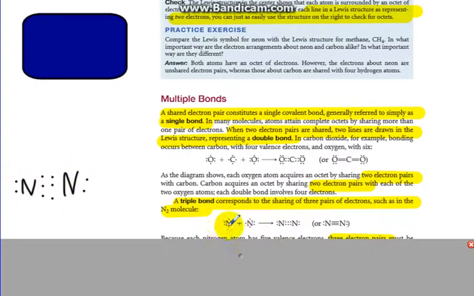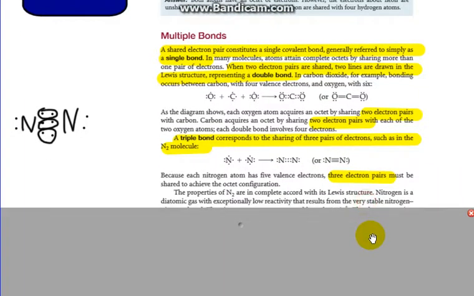So nitrogen's a group 5, 6, 7, 8. It needs 3 more electrons, so it shares 3 to get 3. So each shared pair here, shared pair, shared pair, shared pair, can be represented as a line, so we can see we have a triple bond there between the nitrogens. Okay? Because each nitrogen atom has 5 electrons, 3 electron pairs must be shared. The properties of N2 are in complete accord with Lewis structures.